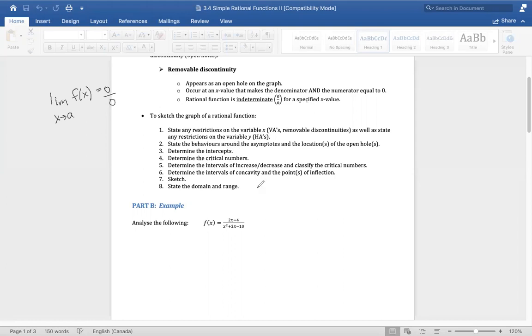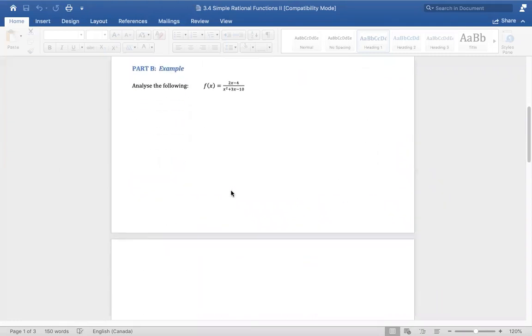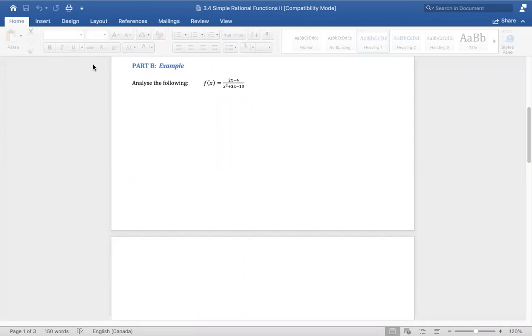Figuring out our x and y intercepts, our critical numbers, the intervals of increase or decrease with the first derivative chart and classifying them. And the intervals of concavity and points of inflection with our second derivative chart, and then sketch and state the domain and range. So let's jump right into, again, this is a long example. Probably the number of sheets here is, again, I would write a little bit on the smaller side. So analyze the following.